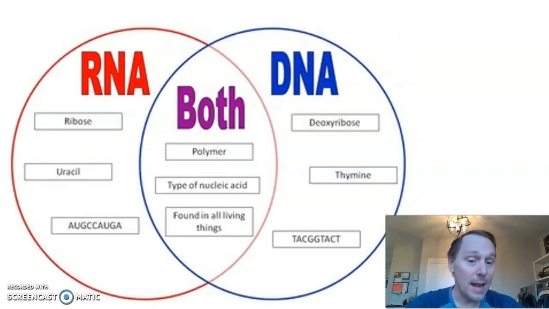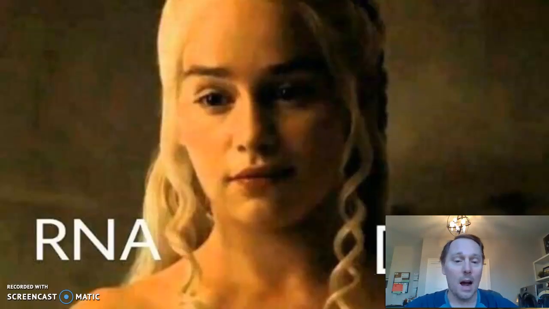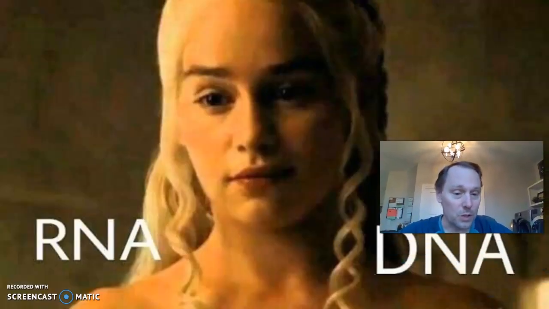Here it is in a Venn diagram. You can see they are both types of nucleic acids found in living things, but RNA uses uracil, whereas DNA uses thymine. And RNA is single-stranded and DNA is double-stranded, seen in this popular meme from Game of Thrones. Okay, so what do they do?